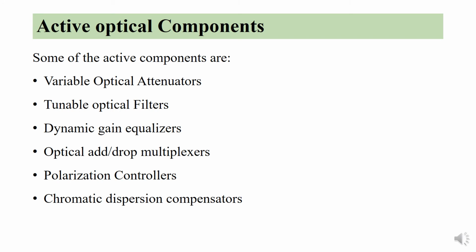Active optical components. These are components which are similar to passive optical components, but these require external energy to perform their function efficiently. Some of the active components which have to be discussed here are variable optical attenuators, tunable optical filters, gain equalizers, optical add or drop multiplexers, polarization controllers, and chromatic dispersion compensators.